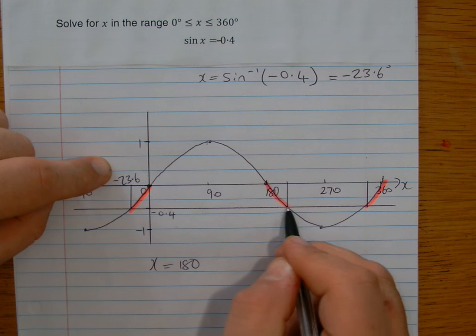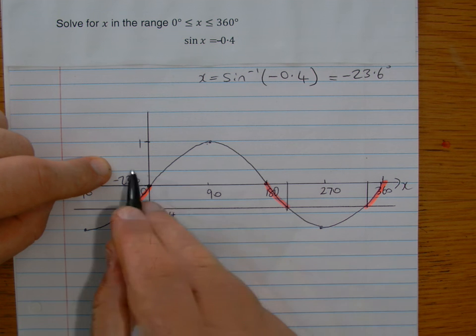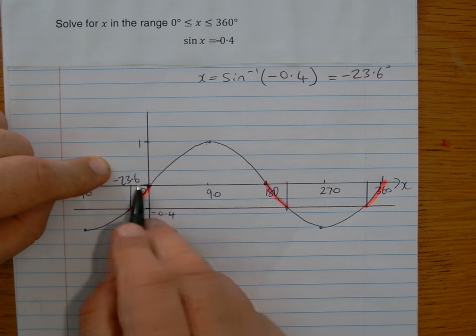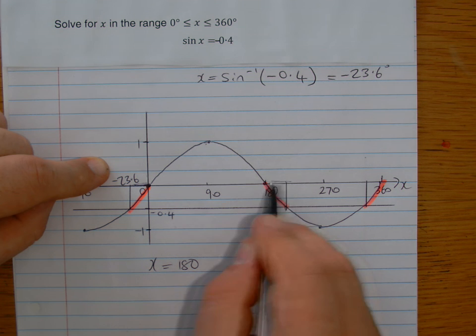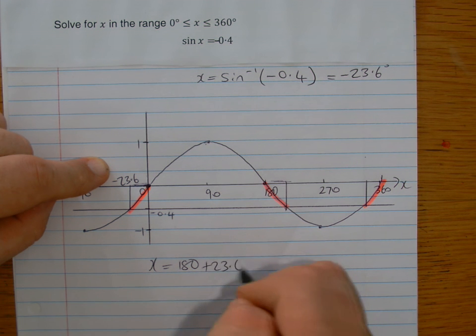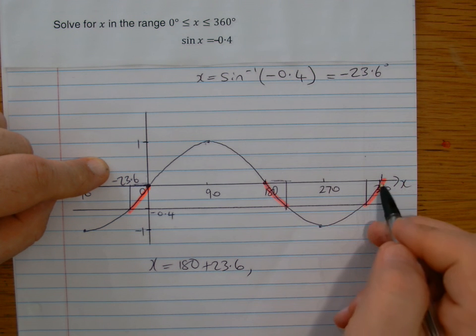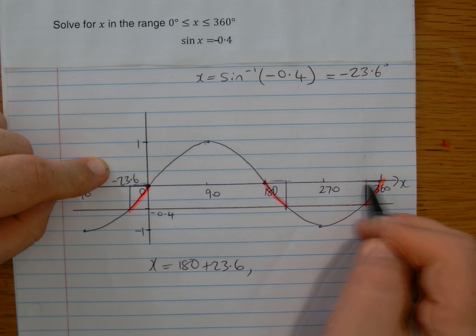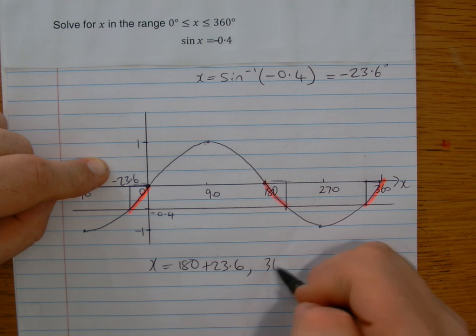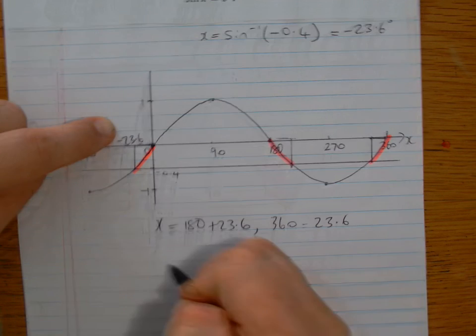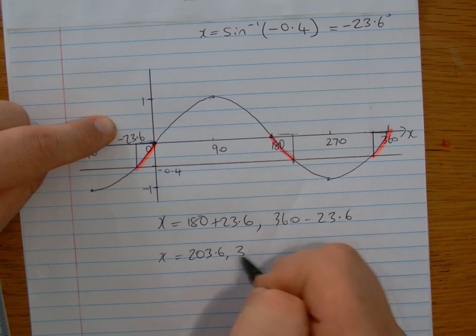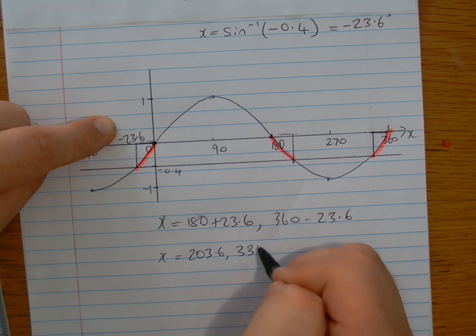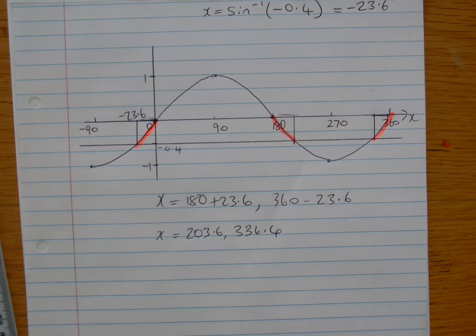And if you think about it, to get that angle there, I've just got to add on that distance. Now that distance is 23.6 degrees. So if I add 23.6 degrees on, I'll get my answer. And the same there, but this time going backwards. So if I take away 23.6 from 360, I'll get my answer to be what I need. So that's 336.4 there and 203.6.